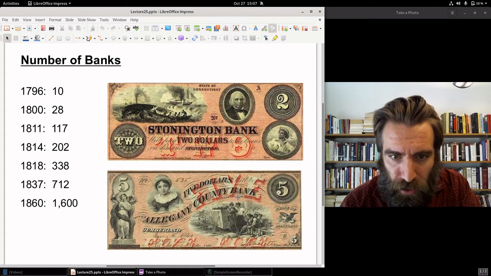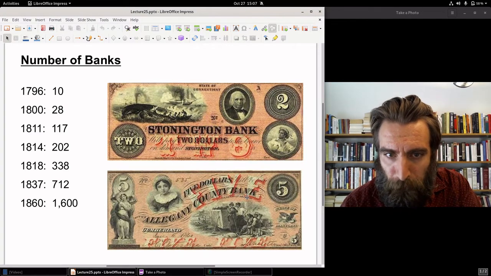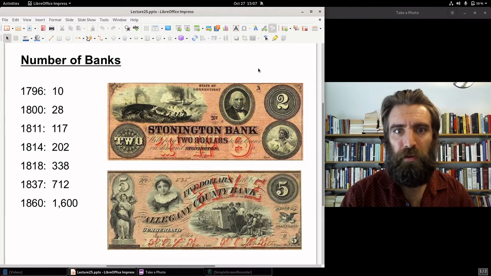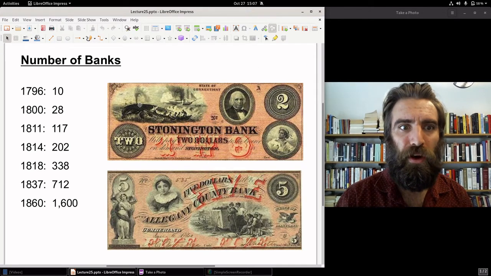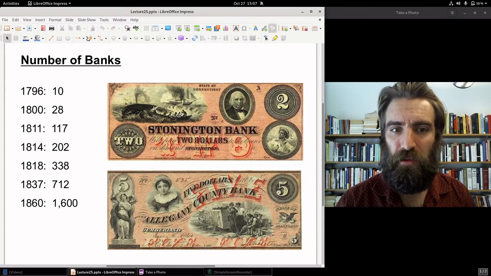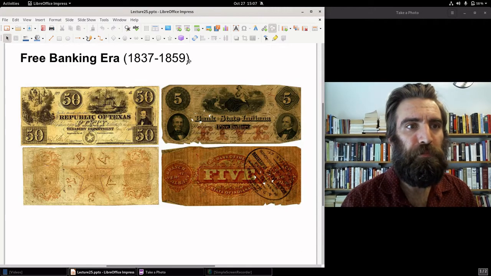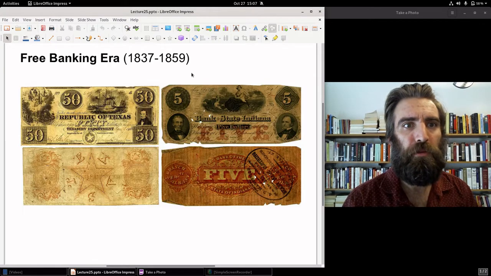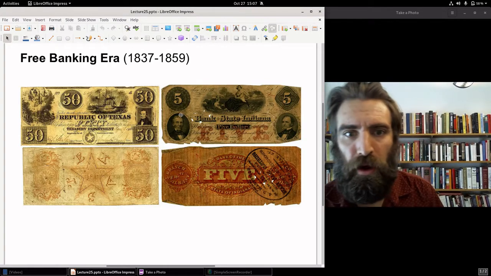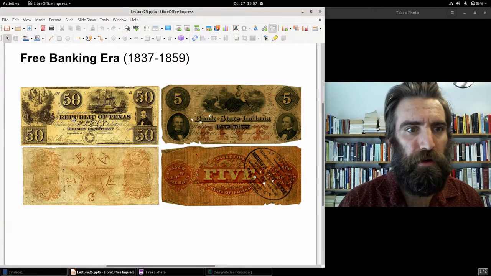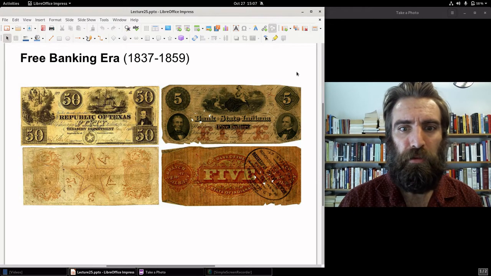Allegheny County Bank. And all these different banks. There's a Stonington Bank from the state of Connecticut. Look at the whale. I told you, these notes are awesome. Look at all those banks. Here's some more. Bank, state of Indiana. A bank $50 note issued in the Republic of Texas.